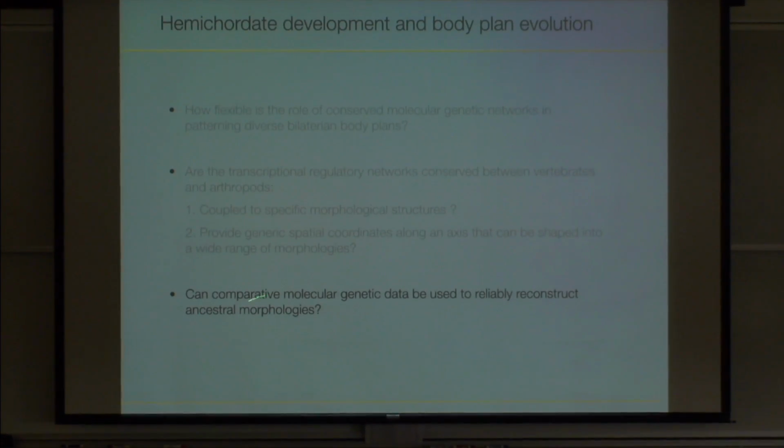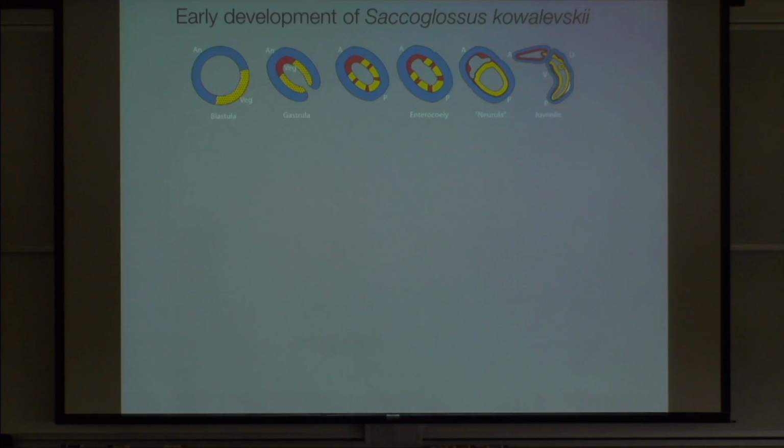And so finally, the question which I've gotten a lot of flack for over the years is: can comparative molecular genetic data be used to reliably reconstruct ancestral morphology? Is it a useful data set for reconstructing ancestral morphologies? And then finally, back to that question where I showed you the 3 different body plans in the Deuterostomes, can molecular genetic data facilitate body plan comparisons between animals with very divergent morphologies?